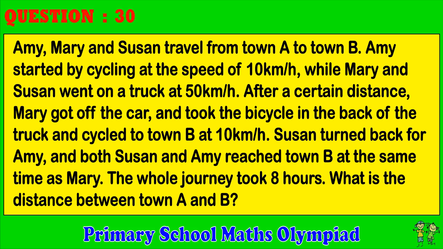Question 30. Amy, Mary and Susan travel from town A to town B. Amy started by cycling at the speed of 10 kilometers per hour, while Mary and Susan went on a truck at 50 kilometers per hour. After a certain distance, Mary got off the truck and took the bicycle in the back of the truck and cycled to town B at 10 kilometers per hour. Susan turned back for Amy, and both Susan and Amy reached town B at the same time as Mary. The whole journey took 8 hours. What is the distance between town A and B?